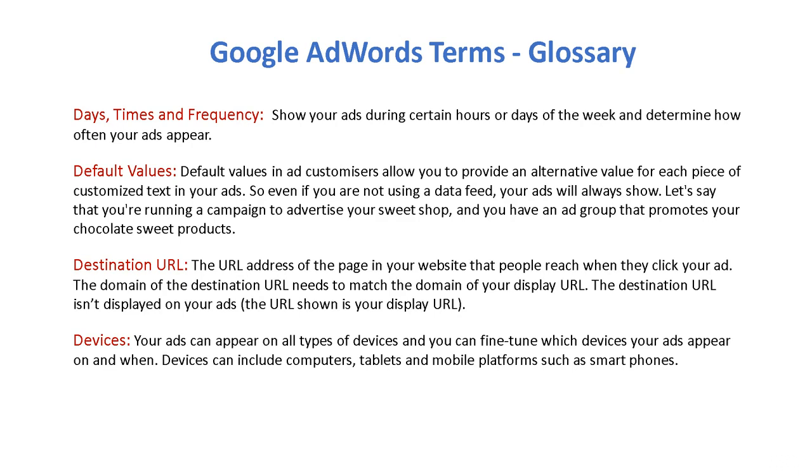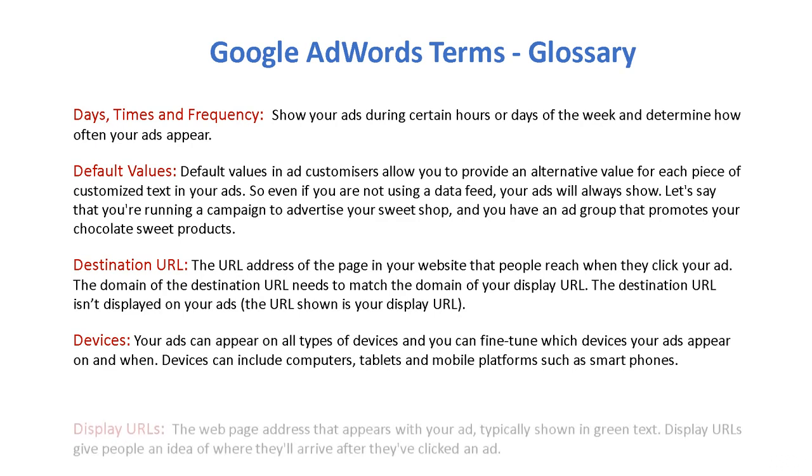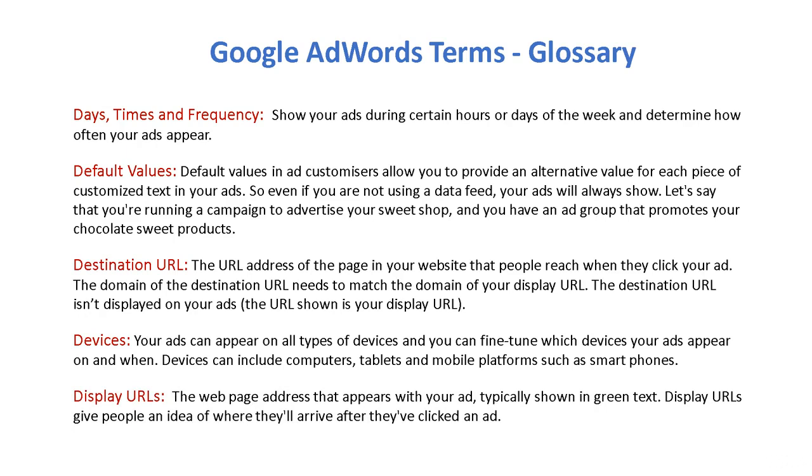The display URL is the web page address that appears with your ad, and it's typically shown in green text. Display URLs give people an idea of where they'll arrive at after they've clicked on an ad.